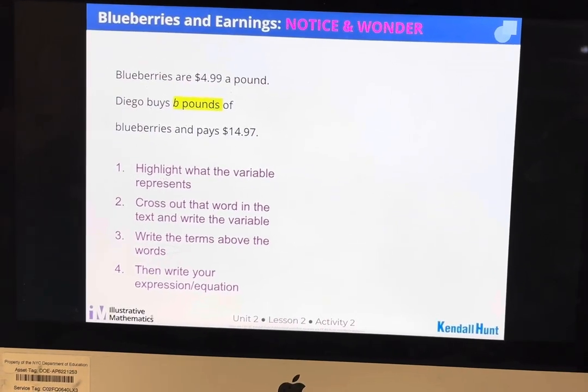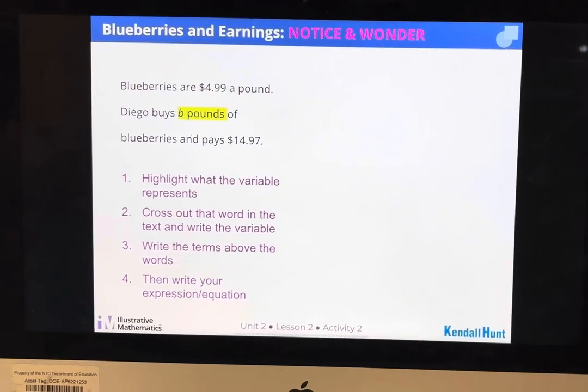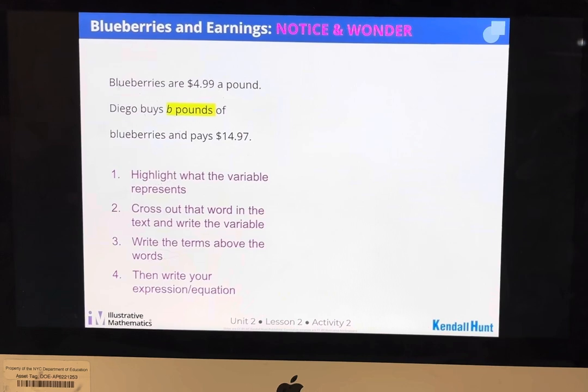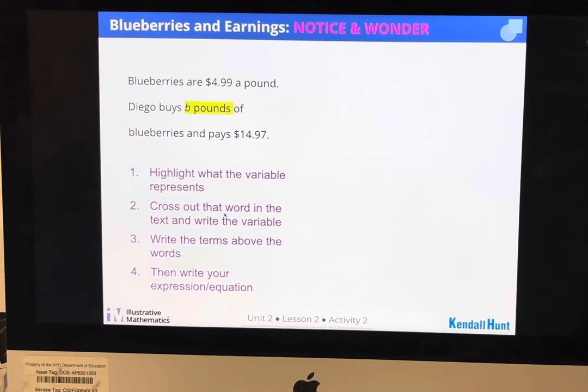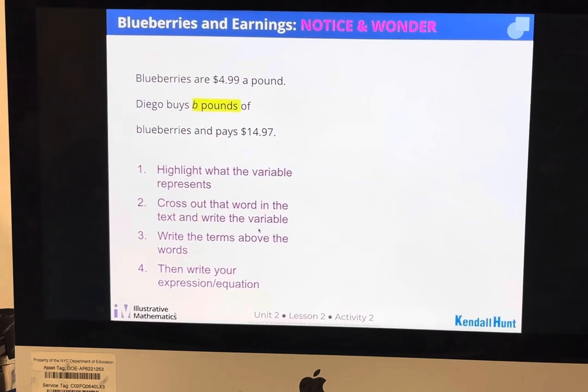So right now, what do you notice? What do you wonder about this situation right here? This is what we're talking about, just the sentence. We're not going into the four parts yet, okay? We will discuss these four parts later.